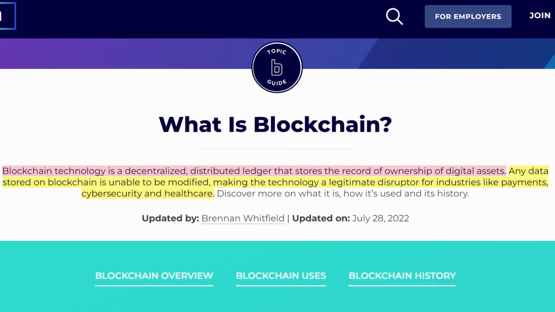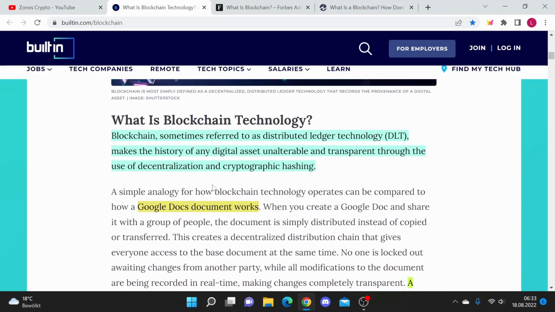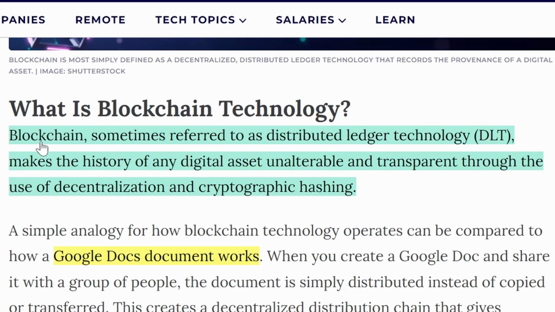What is a blockchain? Blockchain technology is a decentralized distributed ledger that stores the record of ownership of digital assets. Any data stored on blockchain is unable to be modified, making the technology a legitimate disruptor for industries like payments, cybersecurity, and healthcare. So exactly what is a blockchain?